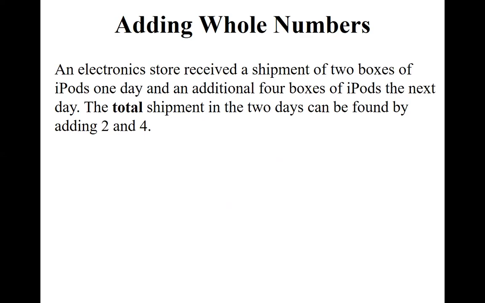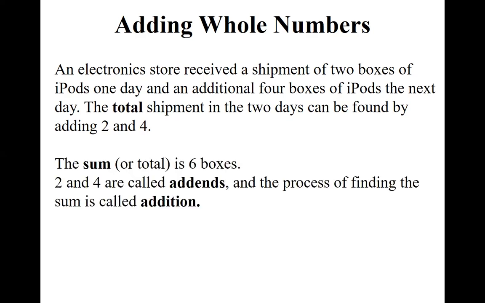So, adding whole numbers. An electronics store received a shipment of 2 boxes of iPods one day and an additional 4 boxes of iPods the next day. The total shipment in the 2 days can be found by adding 2 and 4. So total represents addition. If we add the 2 boxes one day and the 4 boxes the next day, we add 2 and 4, and that gives us the total shipment in the 2 days. The total would be 6 boxes, and we call the result of an addition problem a sum.